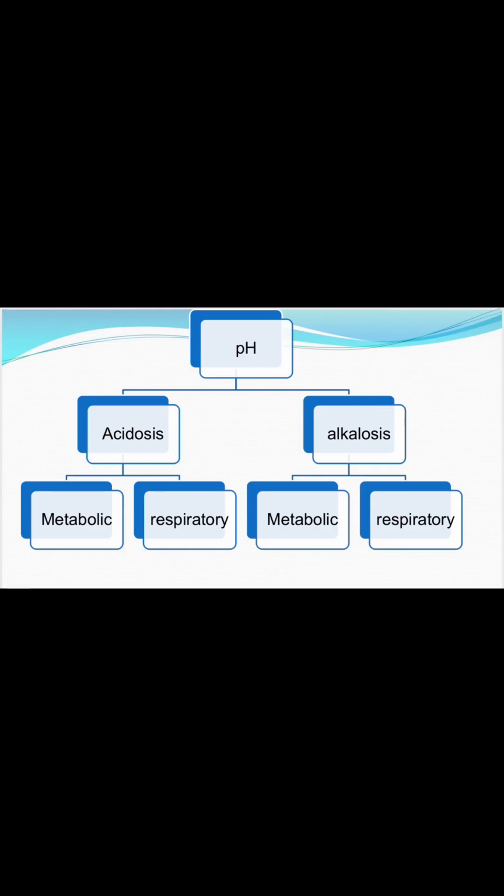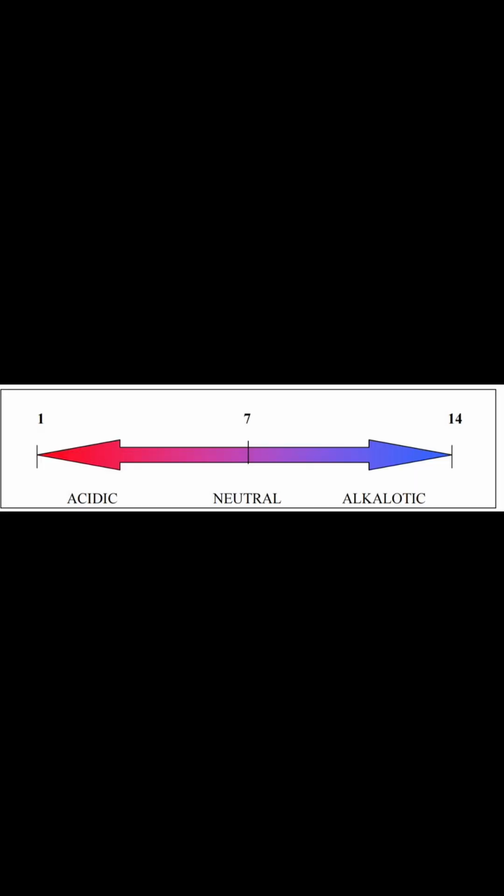So acidosis is further divided into metabolic acidosis or respiratory acidosis, and alkalosis can be metabolic alkalosis or respiratory alkalosis. The pH of a solution is measured on a scale from 1 to 14. A liquid with a pH of 7, such as water, is neutral. So normal blood pH range is 7.35 to 7.45.